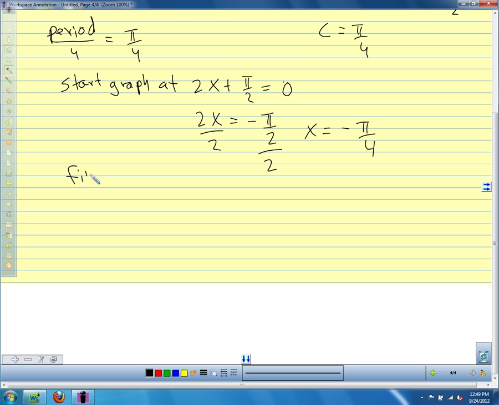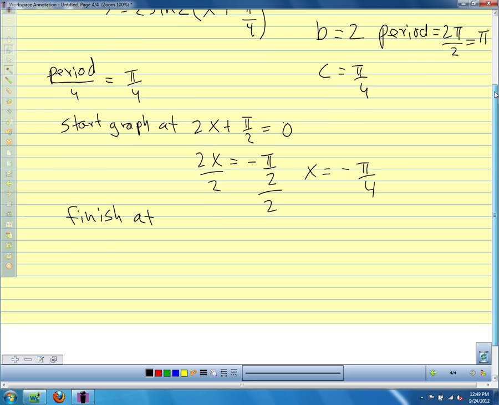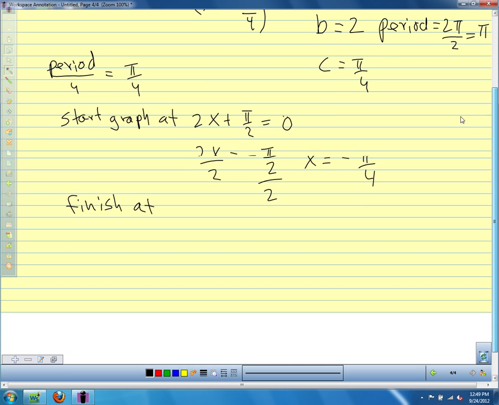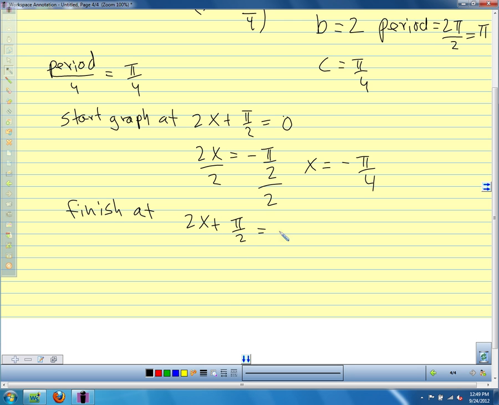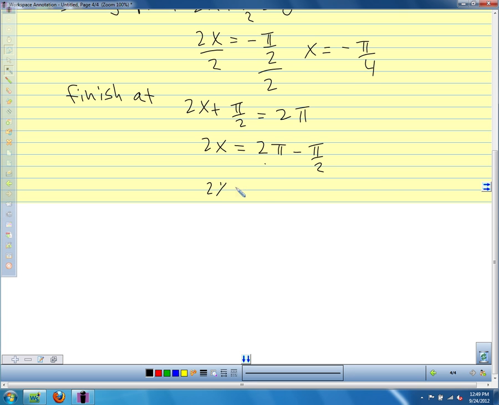I'm going to finish one period where the thing in the parentheses equals 2 pi. 2x plus pi over 2 equals 2 pi. So 2x equals 2 pi minus pi over 2. Find a common denominator. So this is 4 pi over 2 minus pi over 2. So 2x equals 3 pi over 2, divided by 2. So x equals 3 pi over 4. So I'm going to do one period of my graph from x equals minus pi over 4 to 3 pi over 4. So let me sketch.